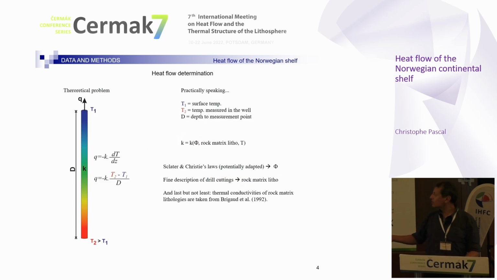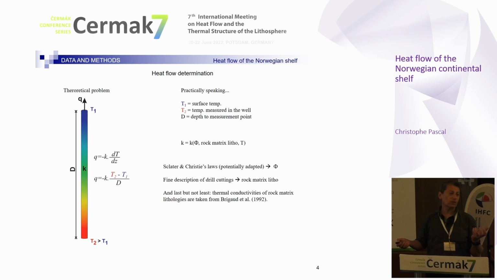Okay, so what is the problem? Well, the problem is very, very simple. The way I formalized the problem at the beginning, I told myself, well, I can get a heat flow determination if I have two temperatures, of course, and if I know the vertical distance separating the two measurement points. Okay, so this was quite easy to get.